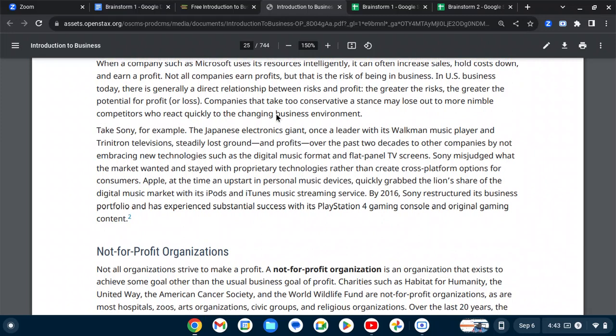Apple, at the time an upstart in personal music devices, quickly grabbed the lion's share of the digital music market with its iPods and iTunes music streaming services. By 2016, Sony restructured its business portfolio and has experienced substantial success with its PlayStation 4 gaming console and original gaming content.